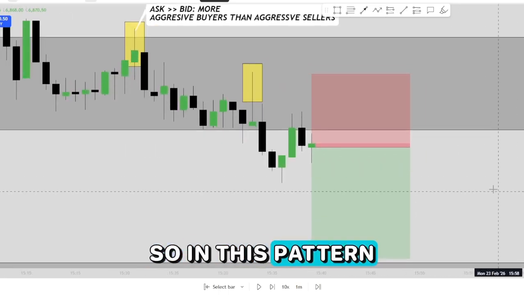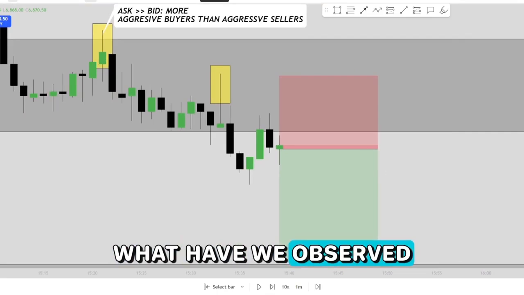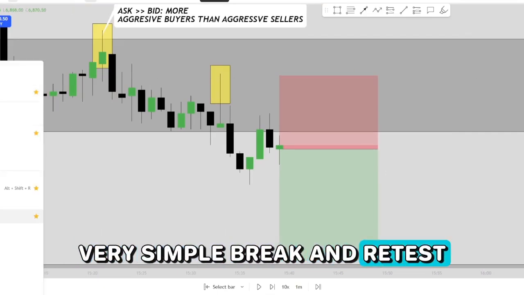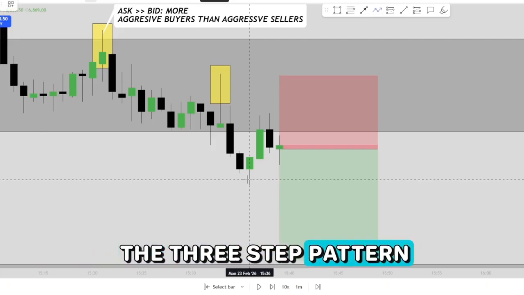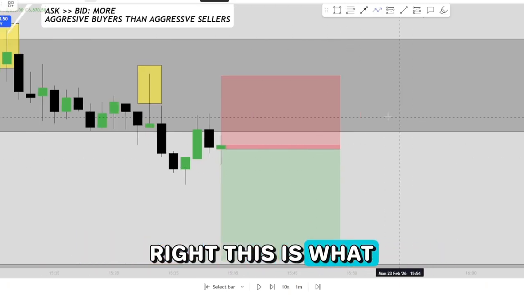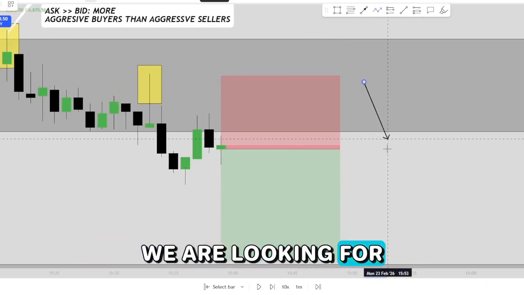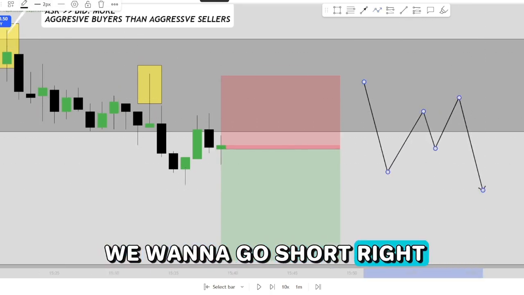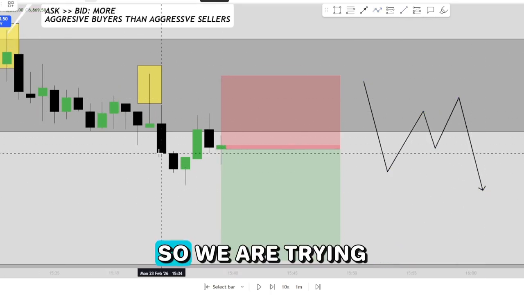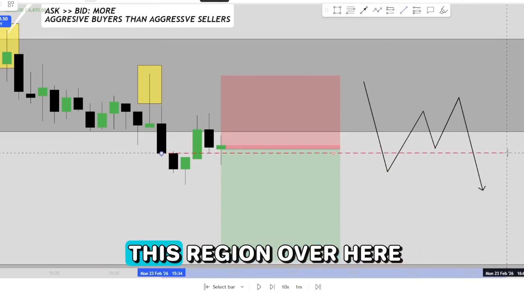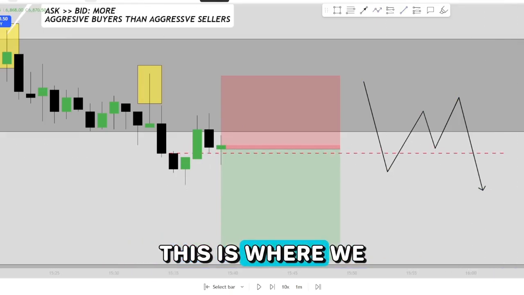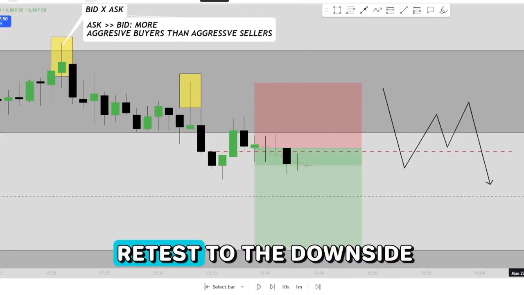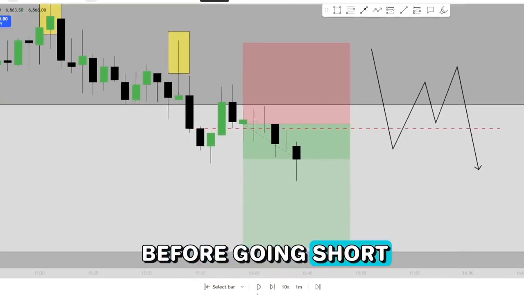So in this pattern over here, what have we observed? We have observed a very, very simple break and retest. And so this is the three-step pattern I want traders to understand, right? This is what your chart should look like. We are looking for a break, we are looking for a retest, and then we want to go short, right? So we are trying to go short in this region over here. This is where we want to be going short the most, right? So we're seeing this retest to the downside before going short.